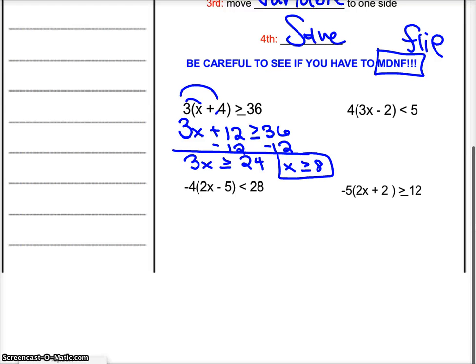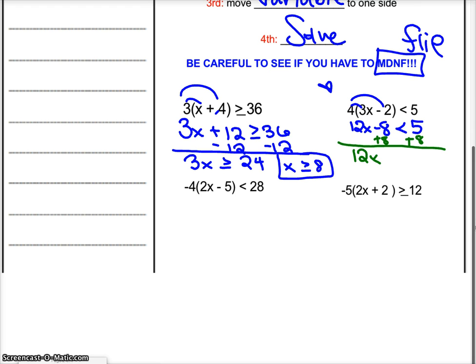Okay, step 1 on this next problem: distribute. Some of you keep forgetting to distribute to that second term. I catch it all the time. Don't forget, you distribute to everything inside. So 4 times 3 is 12x, minus 4 times 2 is 8. I'm going to add 8. Uh-oh, I'm going to get a fraction. Hey, you're going to get a lot of fractions on your homework.